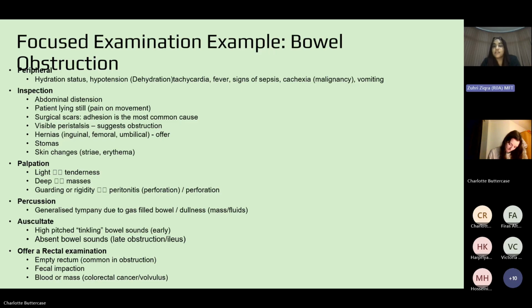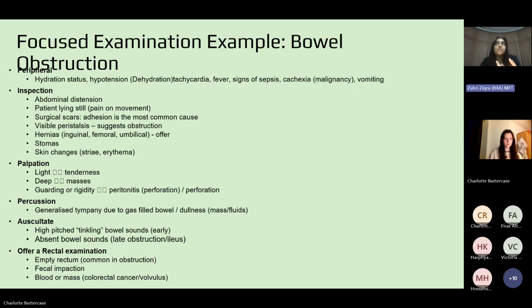Again, perfect. So people have mentioned distension of the abdomen. Again, is the patient lying quite still? Do they have pain on movement? Could it be peritonitic? If you can inspect, look for surgical scars. Remember, adhesions can be a very common cause of bowel obstruction. So you can mention, oh, I don't see any scars, or there are scars, and what scars are you seeing?